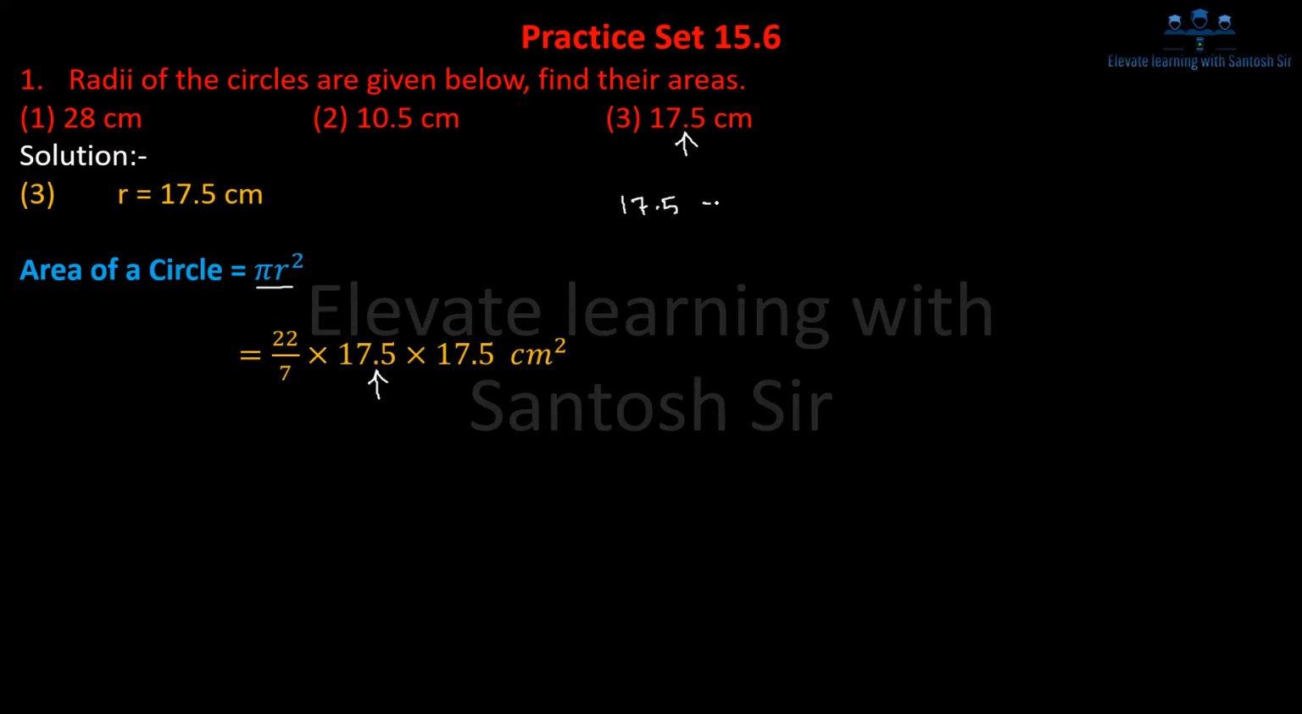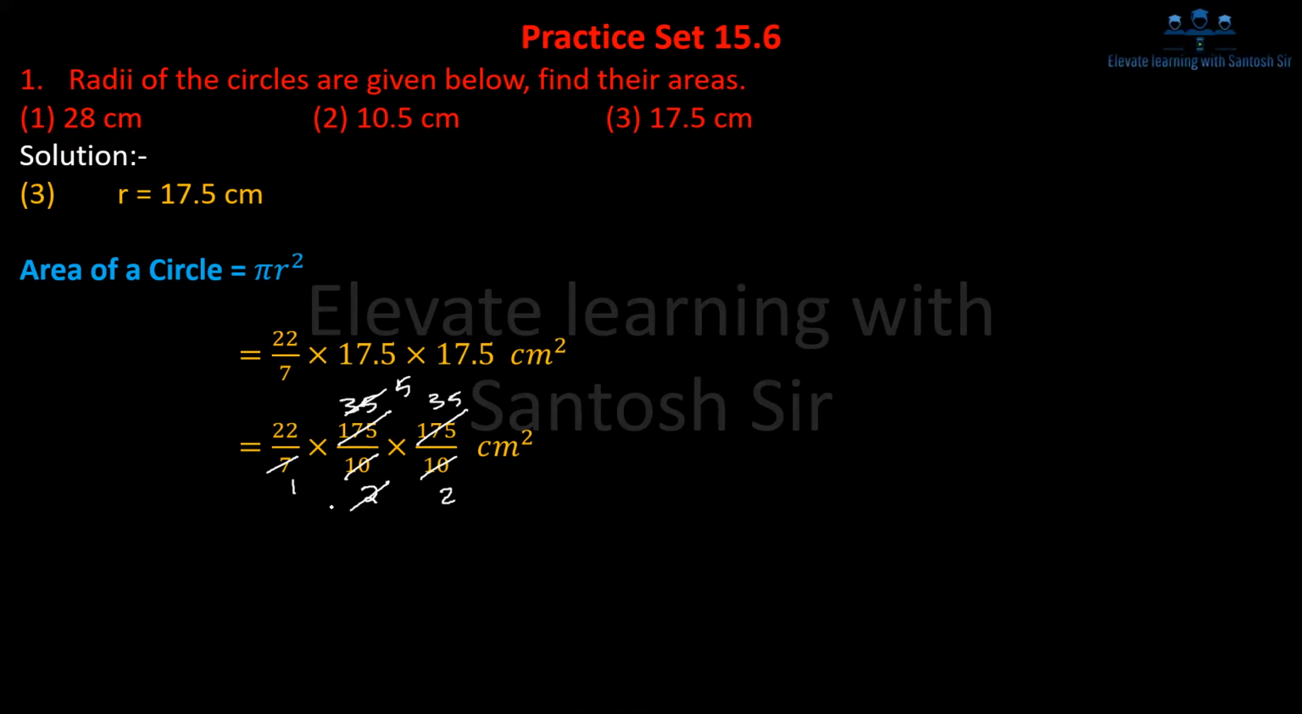So 17.5 can be written as 175 upon 10. Using this, now we will try to simplify. We know that 5 times 2 is 10 and 5 times 35 is 175. 7 times 1 and 7 times 5. We can also have 5 times 2 and 5 times 35 over here. And we can have 2 ones and 2 into 11.